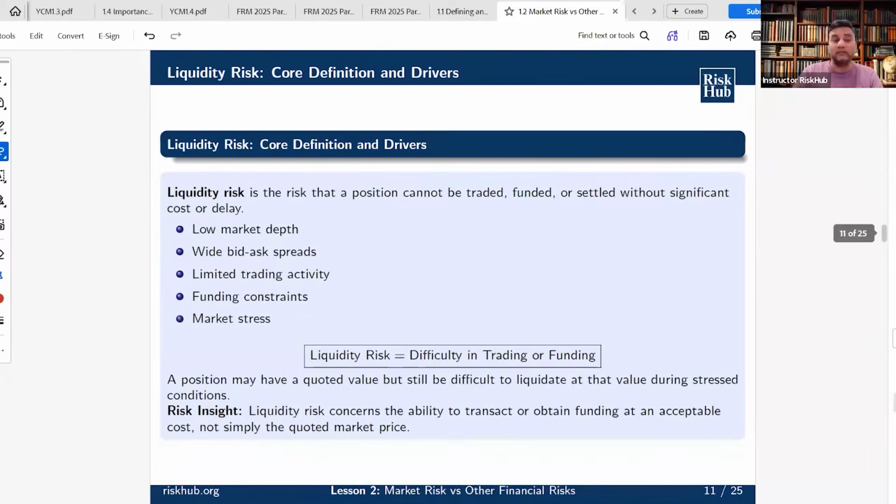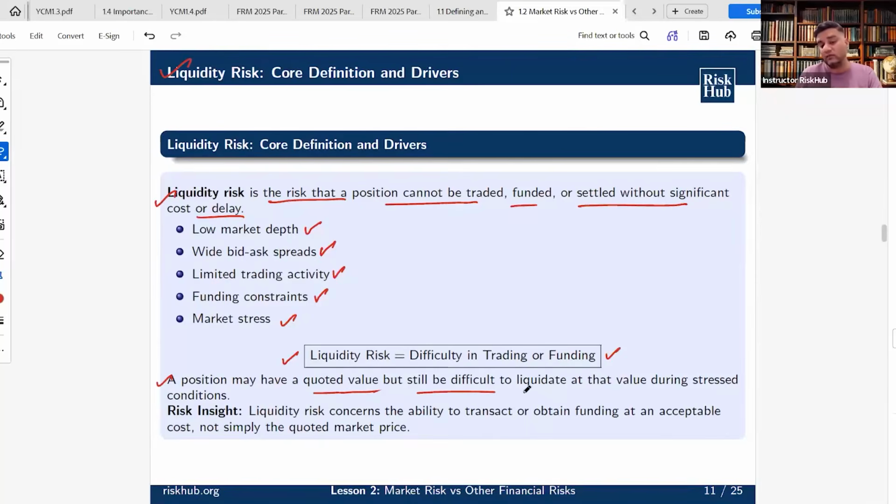So then we go to slide number 11, which is liquidity risk. Liquidity risk is the risk that a position cannot be traded, funded, or settled without significant loss or delay. Drivers: low market depth, wide bid-ask spread, limited trading activity, funding constraints, market stress. It is difficulty in trading or funding. A position may have a quoted value, but still be difficult to liquidate at that value during stress conditions.